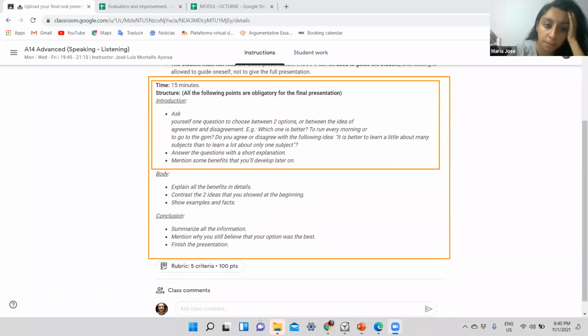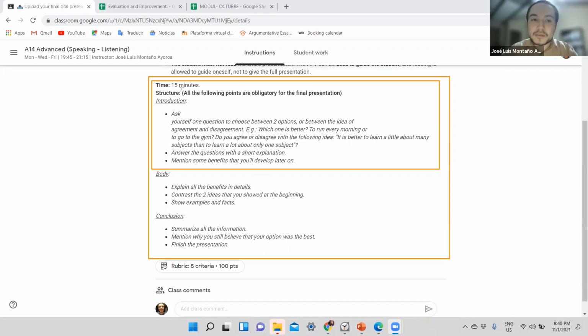Okay, teacher. Time. Introduction. Ask yourself one question to choose between two options or between the idea of agreement and disagreement. Which one is better, to run every morning or to go to the gym? Do you agree or disagree with the following idea? It is better to learn a little about many subjects than to learn a lot about only one subject. Answer the question with a short explanation. Mention some benefits that you'll develop later on.